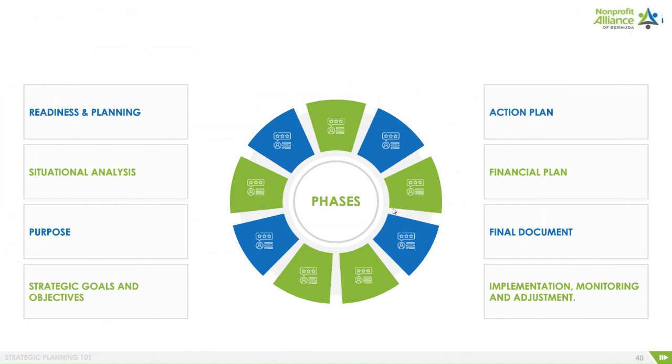As mentioned, strategic planning is a process, and there are phases: the readiness and planning phase, the situation analysis phase, determining your purpose, setting out your strategic goals and objectives, your action plan, your financial plan, your final document, and then finally, implementing, monitoring, and adjusting, documenting how you will do that with your completed plan.